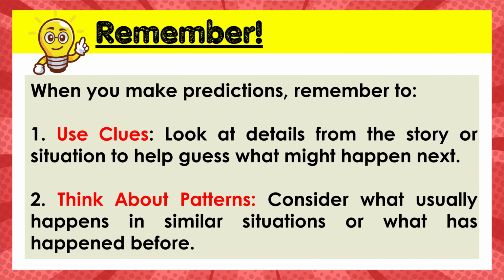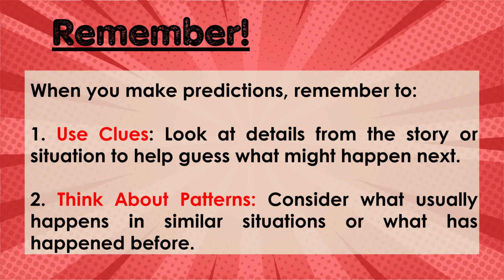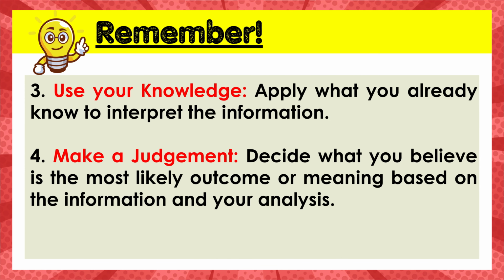When you make predictions, remember to: first, use clues. Look at details from the story or situation to help guess what might happen next. Second, think about patterns. Consider what usually happens in similar situations or what has happened before. Third, use your knowledge. Apply what you already know to interpret the information. Lastly, make a judgment. Decide what you believe is the most likely outcome or meaning based on the information and your analysis.